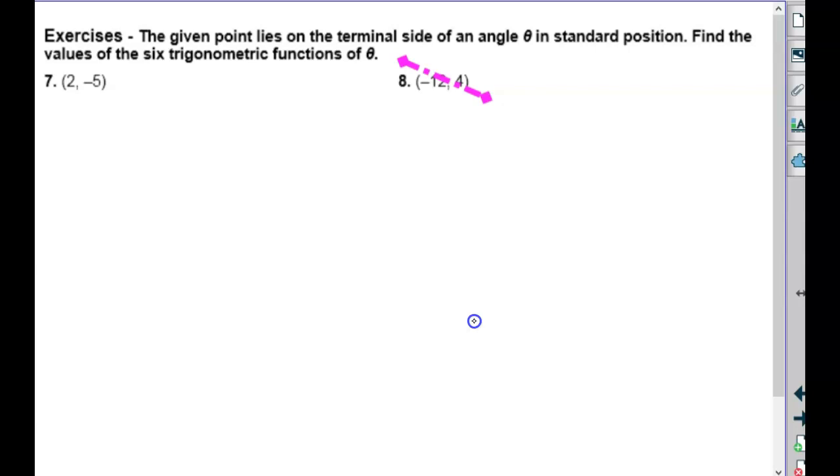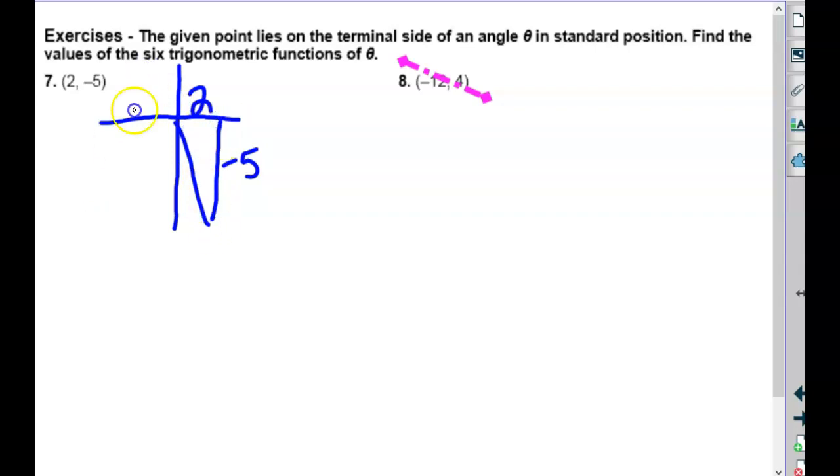Okay, number 7. What quadrant is 2, negative 5 in? 2 to the right, down 5. So you connect it back to the origin, and you make it a bow tie triangle. Everybody good? Nobody's going to make the triangle wrong, right? It's not like this. Okay, doesn't work that way, because then you're going to put theta in the wrong spot.